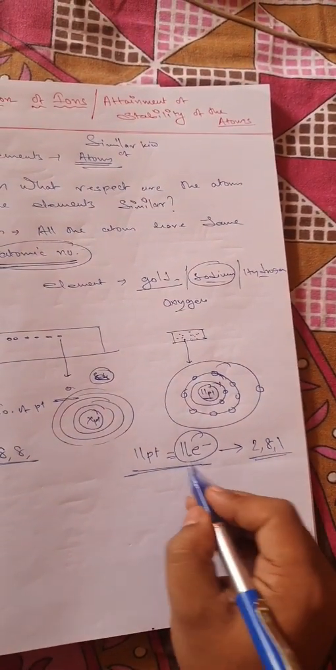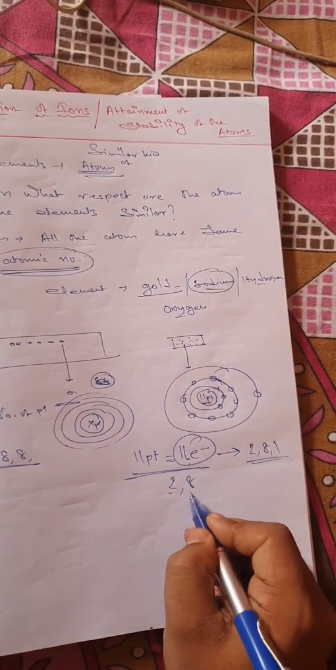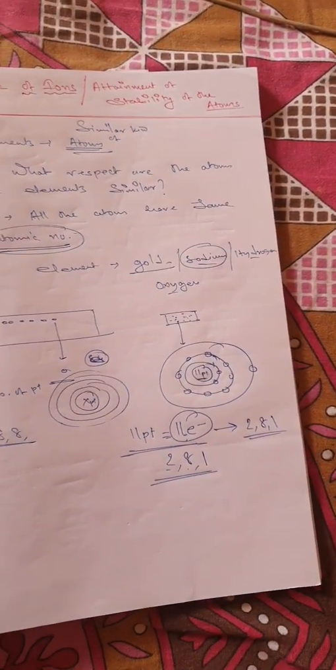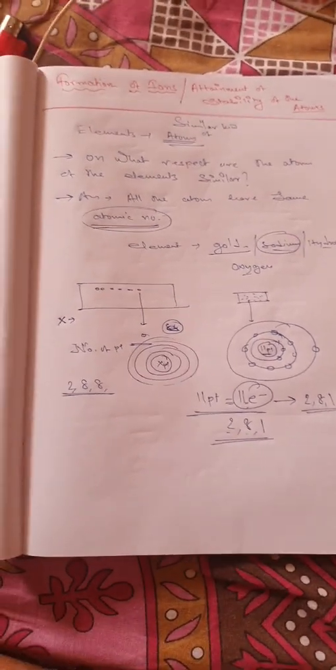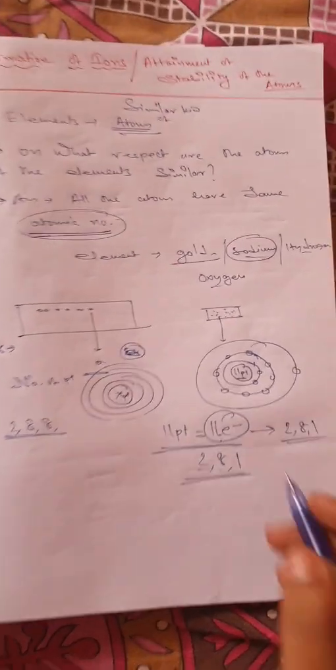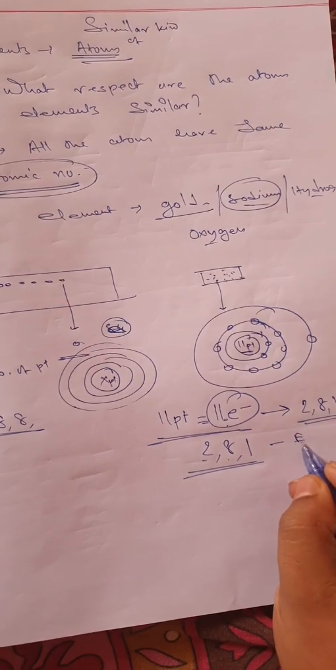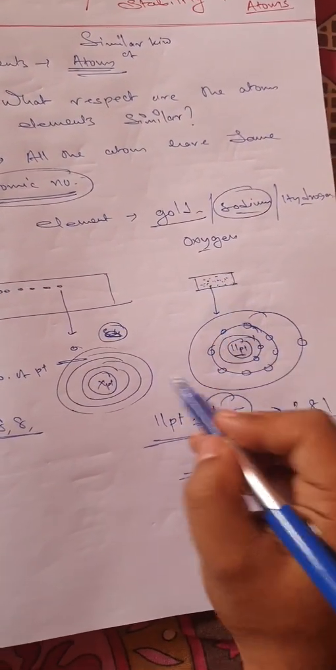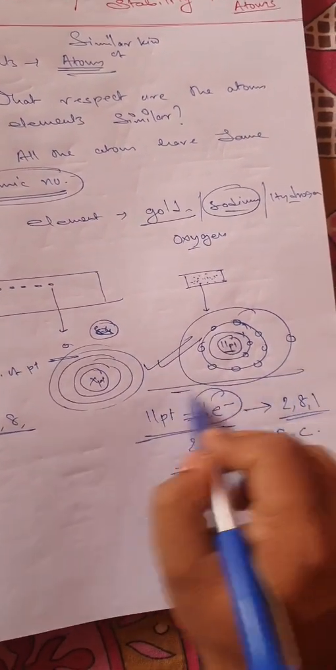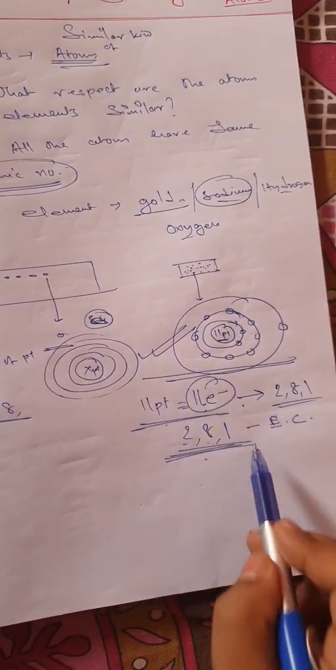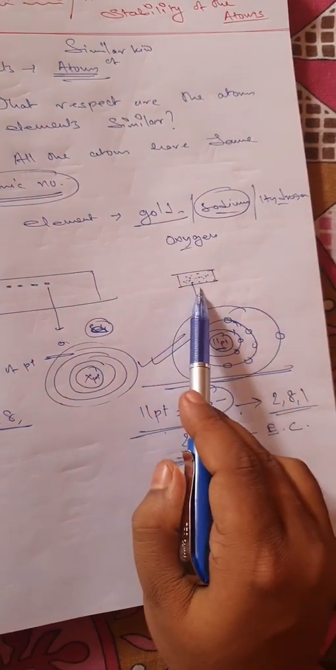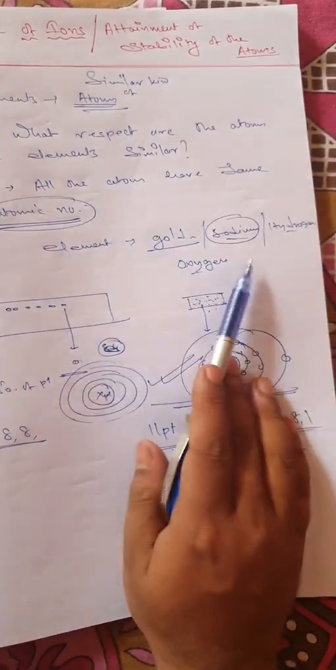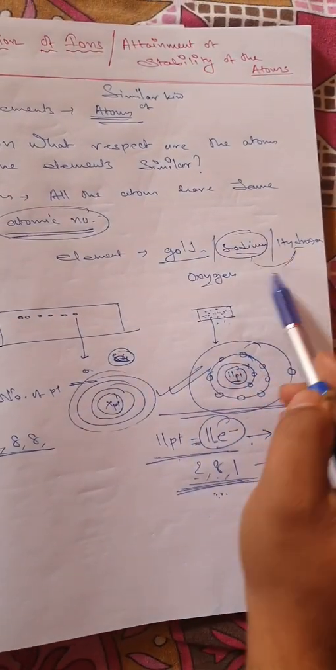Because 11 will be broken down as first shell 2, second shell 8, 2 plus 8 is 10, plus 1. That is the 11 electrons distributed, and that is the electronic configuration. So in this respect, all the atoms of sodium have 11 protons and 11 electrons, and all of their electronic configuration is 2, 8, 1. All the atoms, each and every one, of the particular element sodium are similar. However, sodium and oxygen will be different.